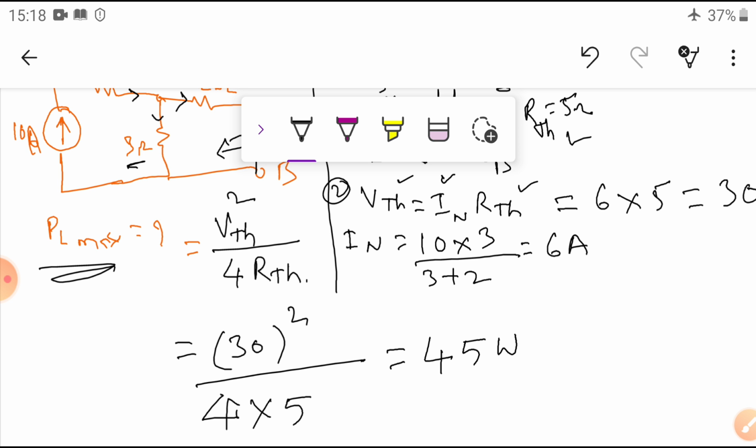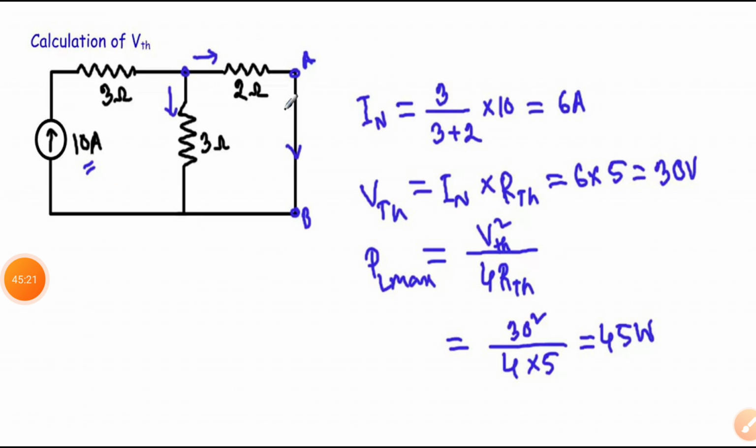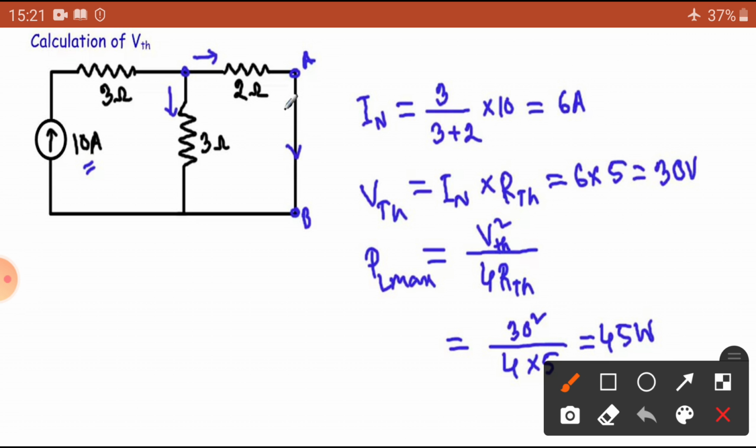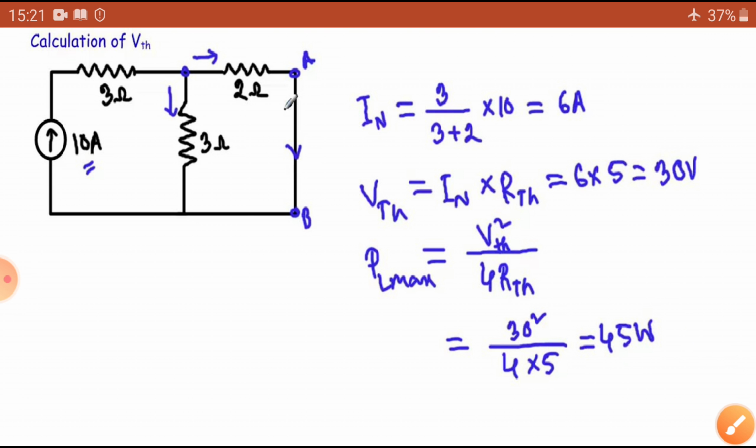So this is the maximum power transmitted from source to load, equal to 45 watts, at that maximum power transmission condition. Okay, so this is one thing you have to remember. This is the value we calculated. Now similarly, you do another problem.